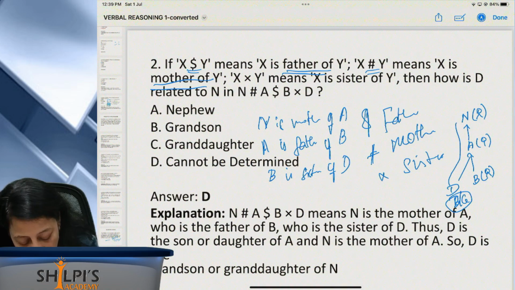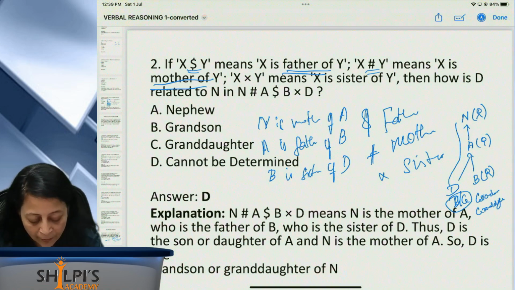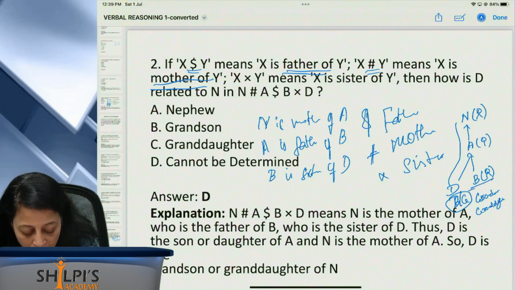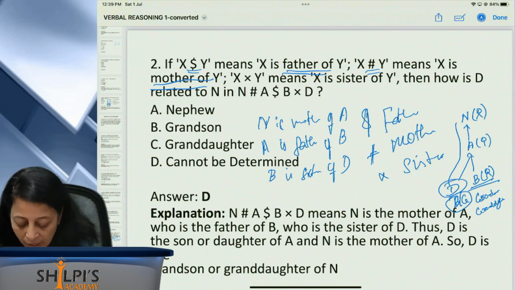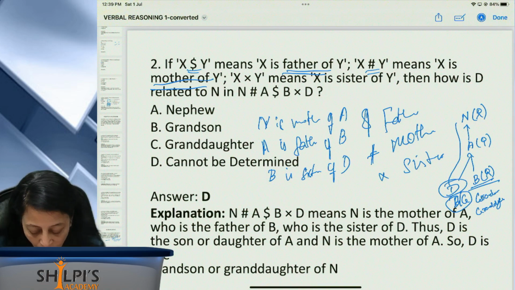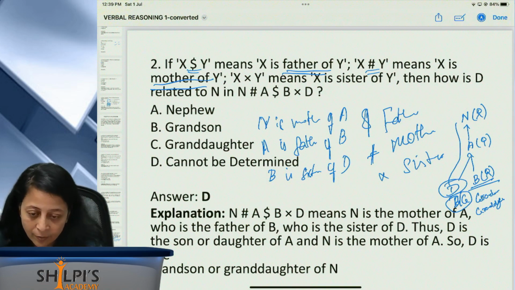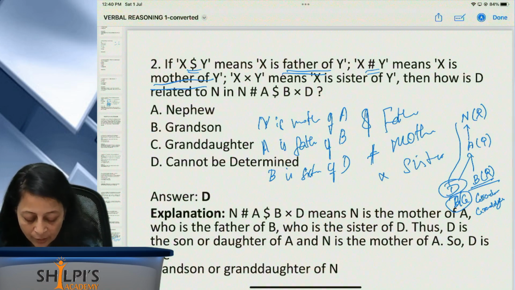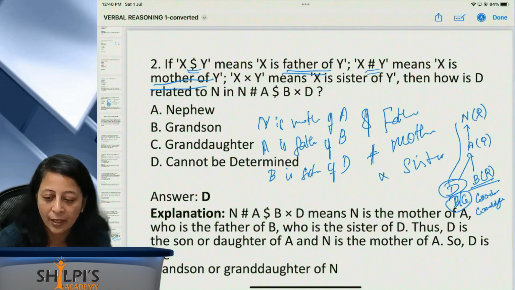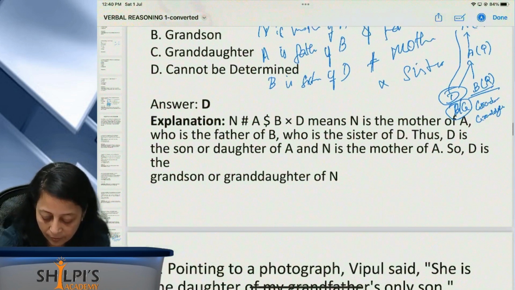So it could be either a grandson or a granddaughter. We are not sure whether it is a male or a female version. Though they told that B is a sister, here we are not sure about D. So the answer is cannot be determined. This is how you have to draw, explain, and then write about it. Okay, students.